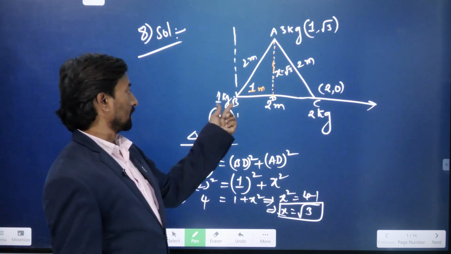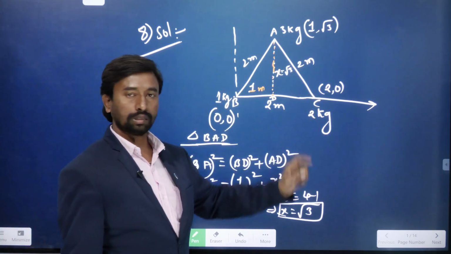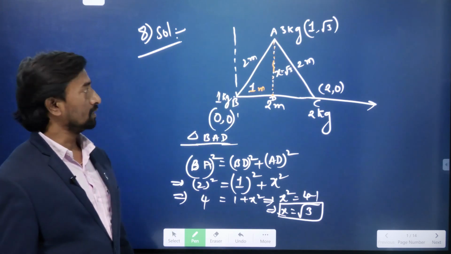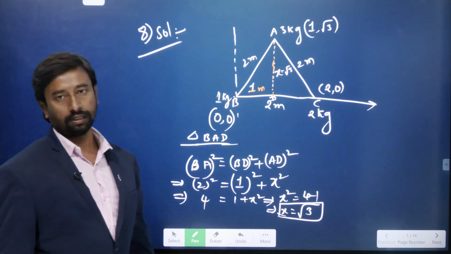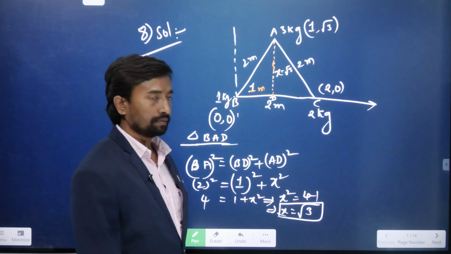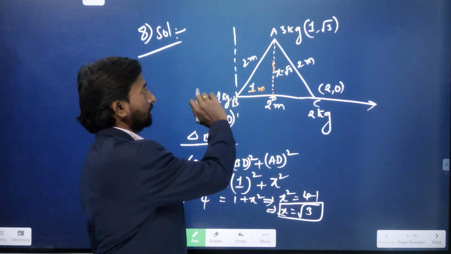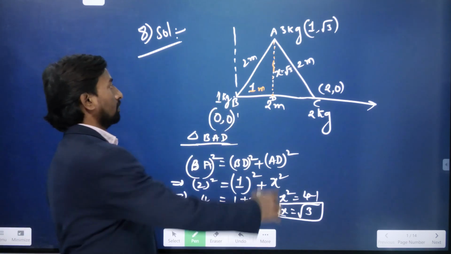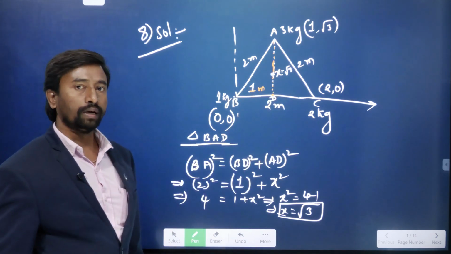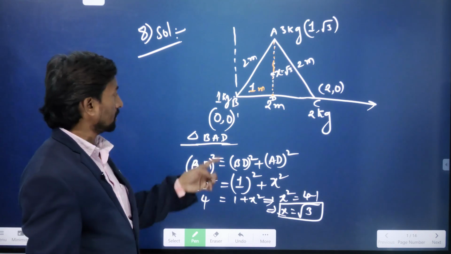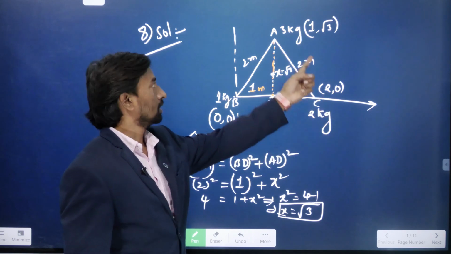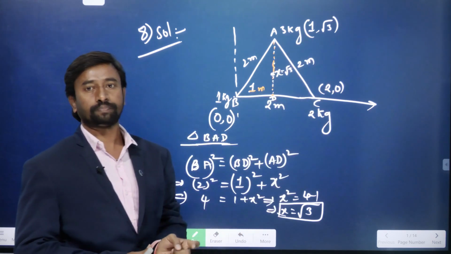So the coordinates of the 1 kg mass are 0, 0, the coordinates of the 2 kg mass are 2, 0, and the coordinates of this 3 kg mass are 1, root 3 meters. Okay. So now we can find out the center of mass of these 3 particles. It will be somewhere here. So the coordinates of the center of mass we can find, because here the x coordinate, y coordinate is there, here also, and here also.